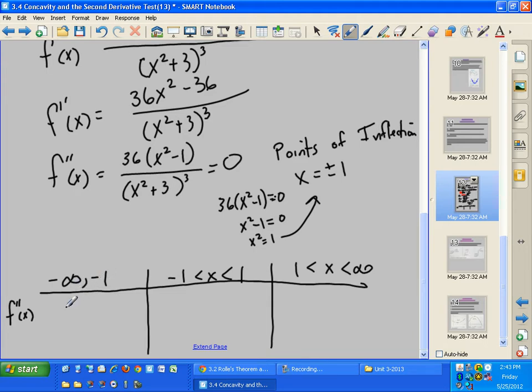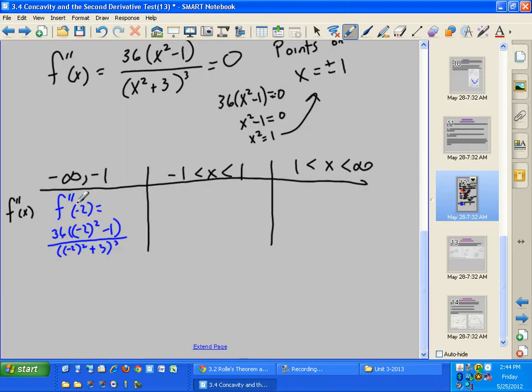So f double prime of negative 2, the value I'm plugging in, well, plugging that into this function, I'm going to get 36 times (negative 2 squared minus 1) all over (negative 2 squared plus 3) cubed. Now, you could probably in your head figure out whether, we don't care what the actual number is, we just care whether it's positive or negative.